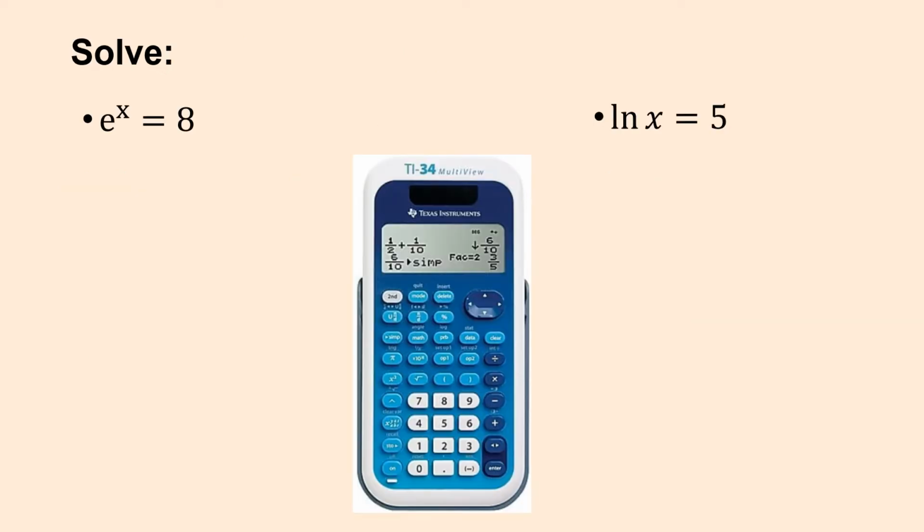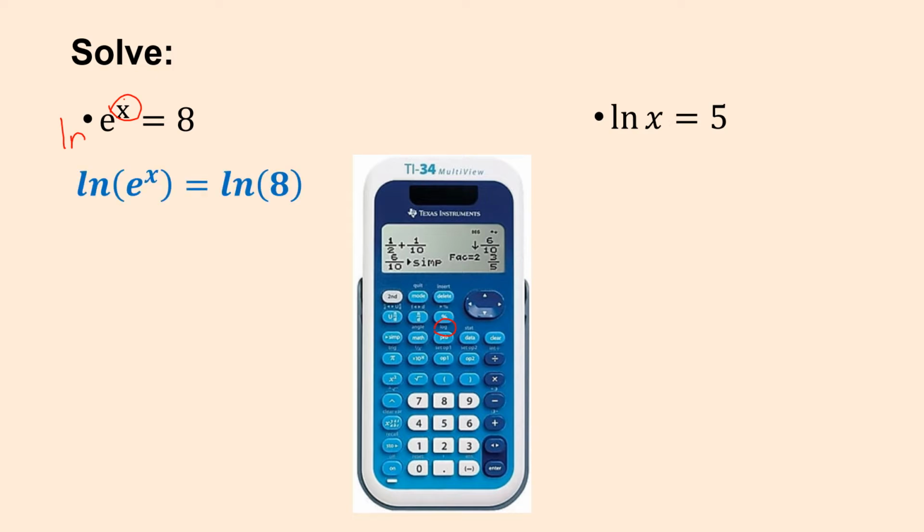To solve base e and natural log functions, we're going to go to that same log option that we found before, and we're going to go over to the right. You'll see both e and natural log, ln. So if we have e to the x power, we want to take this x and get it out of the exponent. The opposite of base e is to take the natural log of both sides.